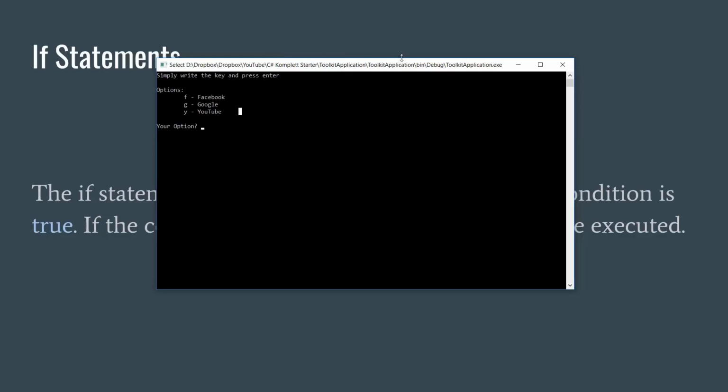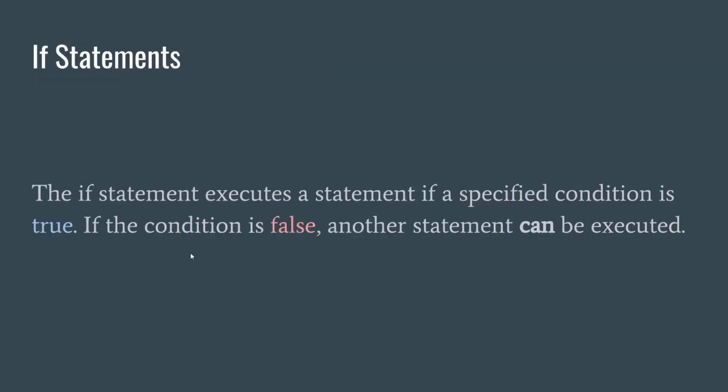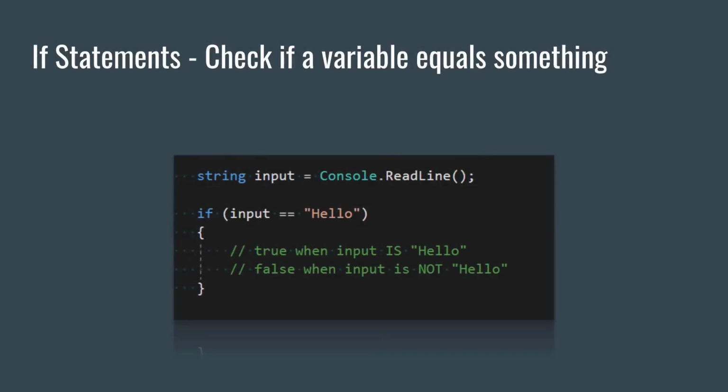And let's have a look at the theory before we go into practice and actually use if statements. All right, so first of all, we have the basic statement here. The if statement executes a statement if a specified condition is true. If the condition is false, another statement can be executed, but doesn't have to be. Then let's have a look at a particular example. We can check if a variable equals something. So in this case, we check if the input that the user has given equals hello. And if that's true, then some code can be executed. If it's not true, then something else could be executed.